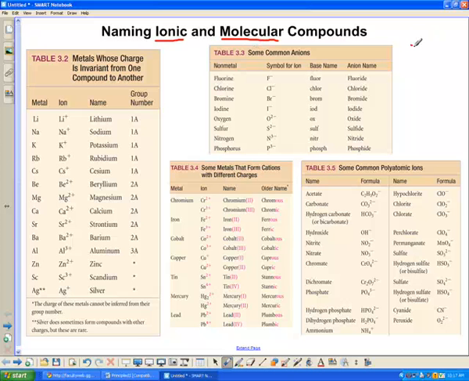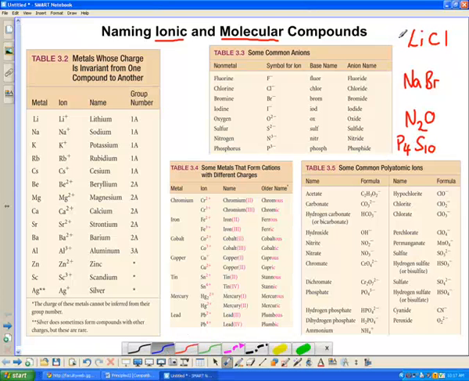For example, LiCl, ionic. NaBr, ionic. Is this ionic? Well, no, it's not, because nitrogen and oxygen, neither of those is a metal. Is this ionic? No. Again, there is no metal present. And it turns out the rules for naming each of these are different. There's one convention for naming ionic compounds, another convention for naming molecular or covalent compounds.